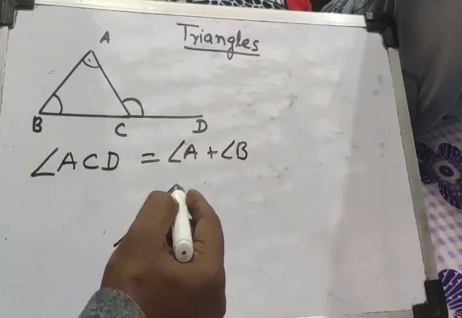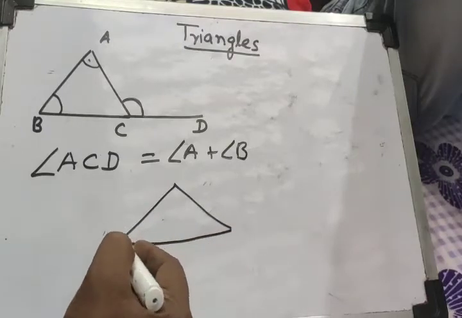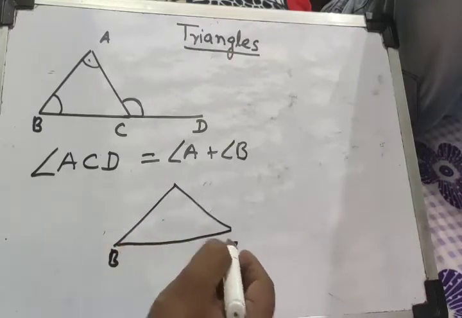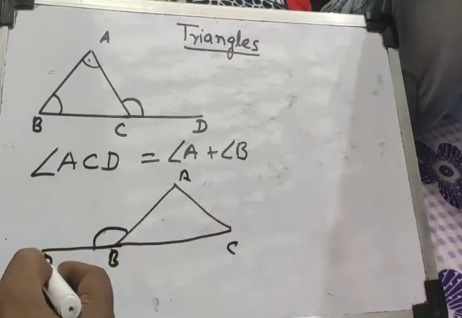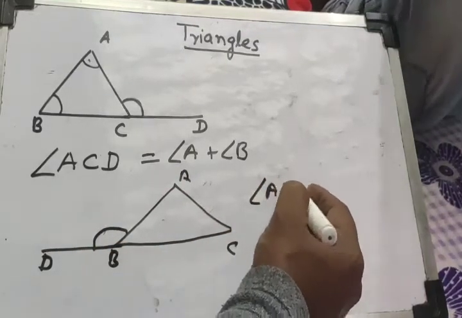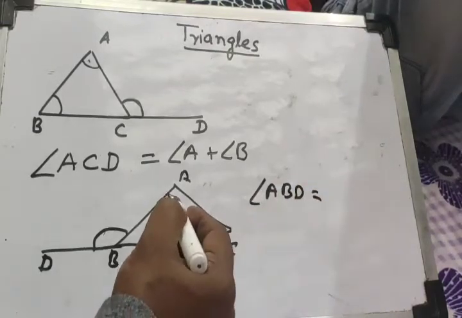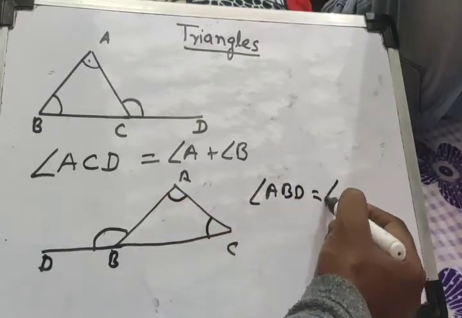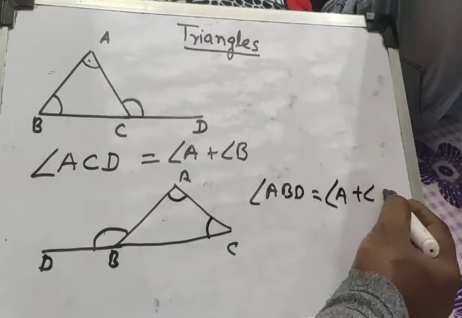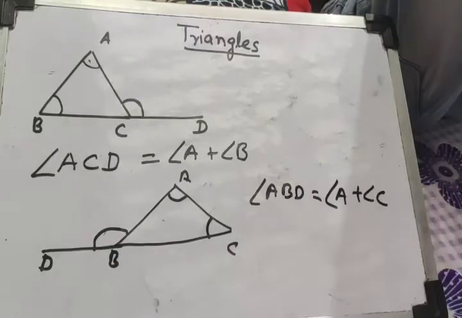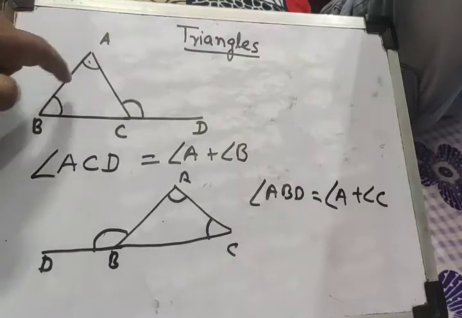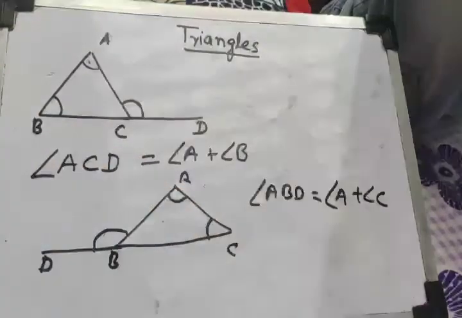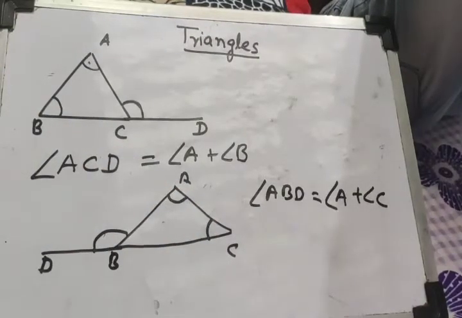Similarly, in this triangle, if CB is produced, here is the exterior angle produced. So this angle ABD will be equal to this angle plus this angle, that is equal to angle A plus angle C. So if any of the sides of a triangle is produced, then the exterior angle measure is equal to the sum of the measures of the interior opposite angles, the interior angles of that triangle.